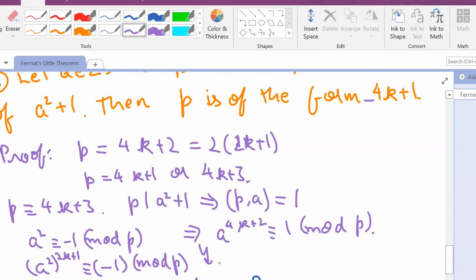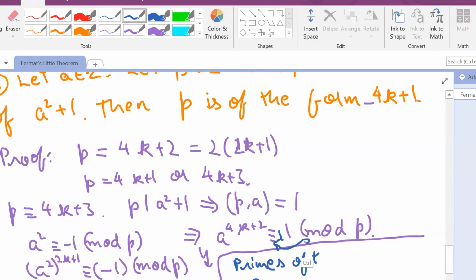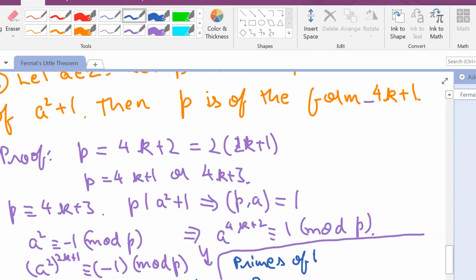Now, with this exact theorem, I'd like to leave as an exercise a very interesting application, which is that you can use this theorem essentially to show that primes of the form 4n plus 1 are infinite. Or a better way to phrase it is, there are an infinite number of prime numbers which are of the form 4n plus 1.